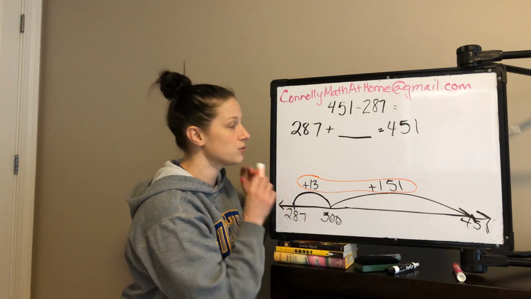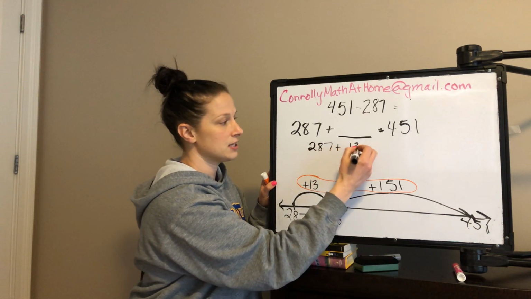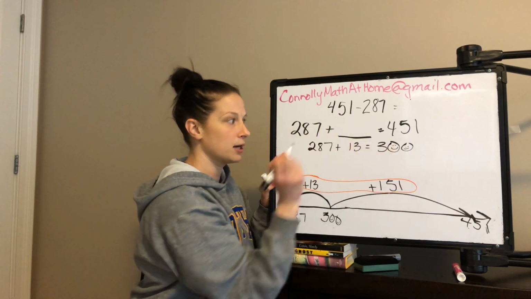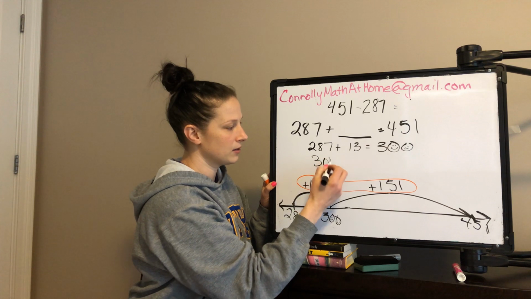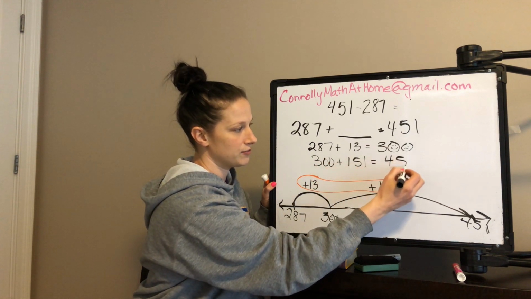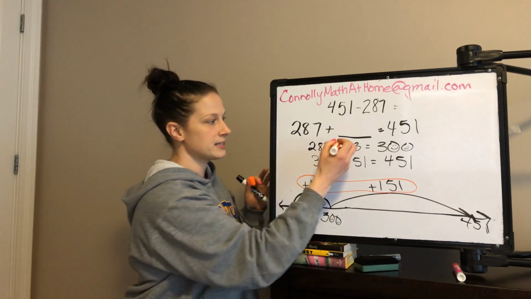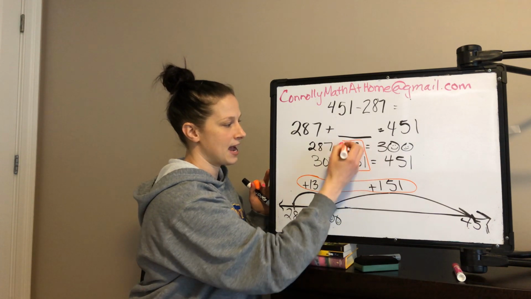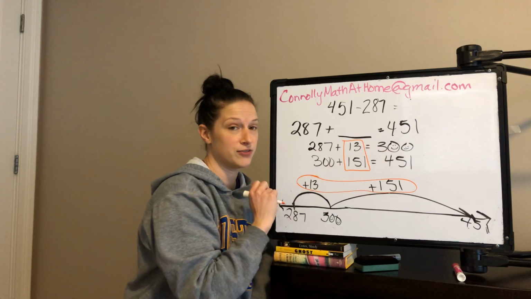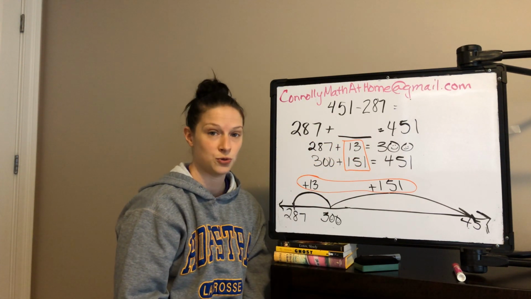Let's look at it with equations real quick. We started with 287 plus 13 to get us to the landmark number. Always get to landmark numbers. Then we said I'm at 300. I know 151 more will get me to 451. So where is our answer here? It's how much we had to add up to get from 287 to 451. This is the distance, or the difference, between those two numbers.